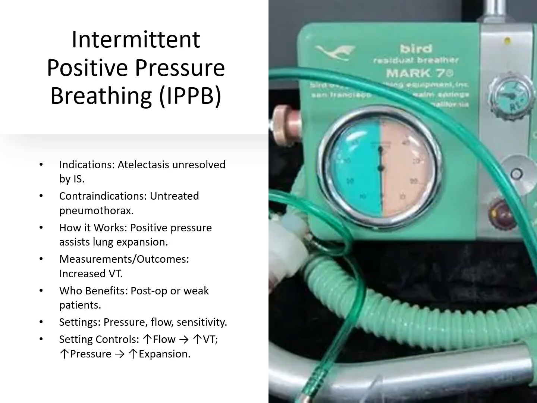IPPB is used when incentive spirometry isn't improving atelectasis. Contraindications include an untreated pneumothorax. IPPB works by providing positive pressure to expand the lungs. Outcomes include increased tidal volume.